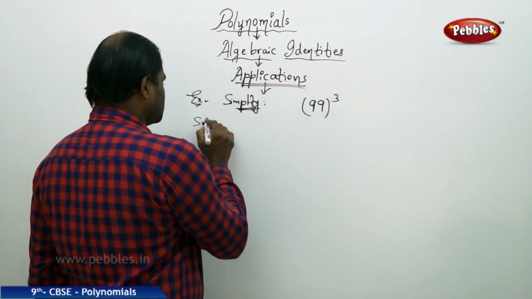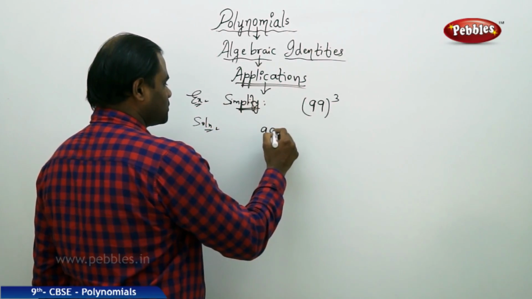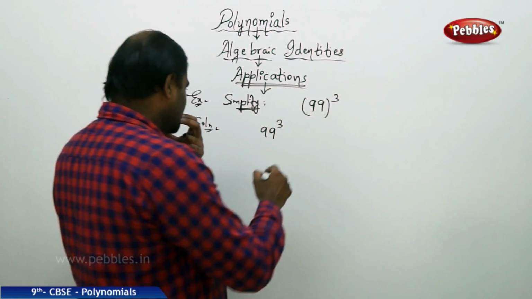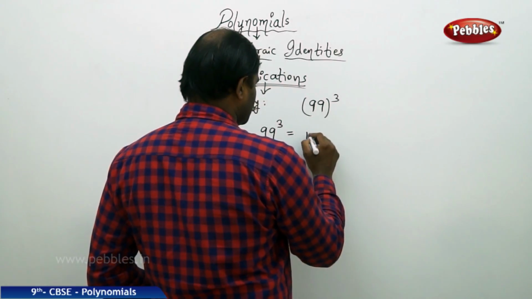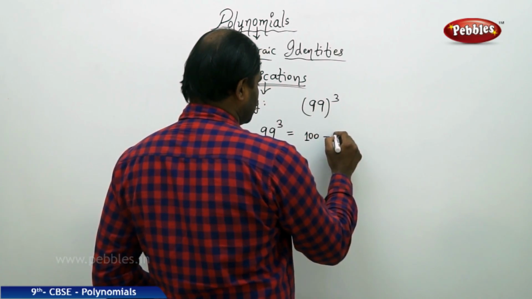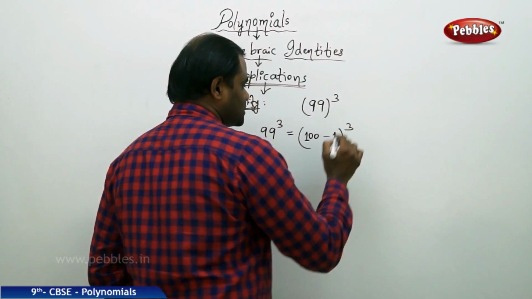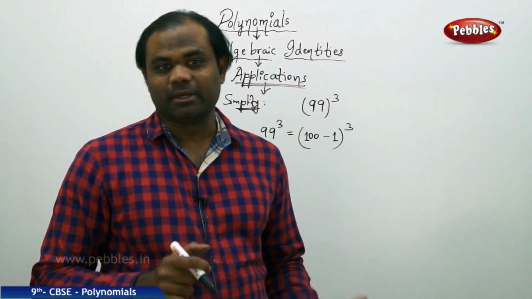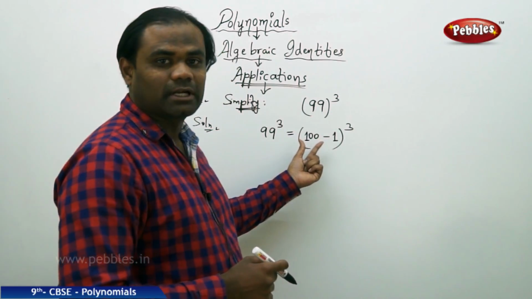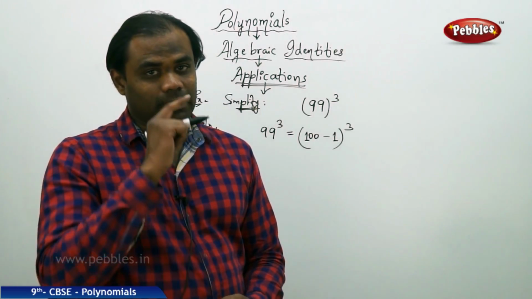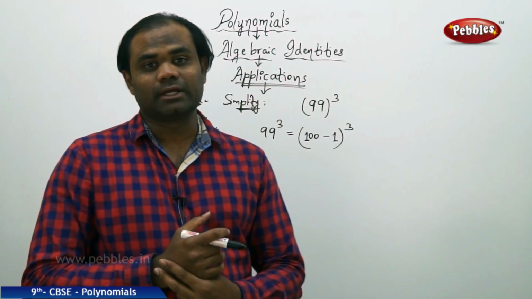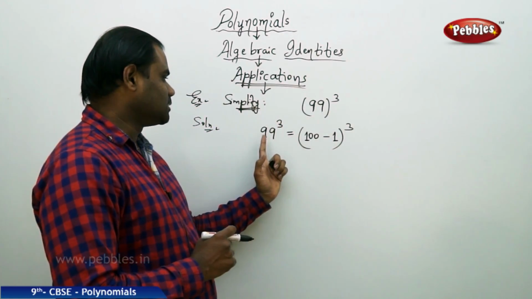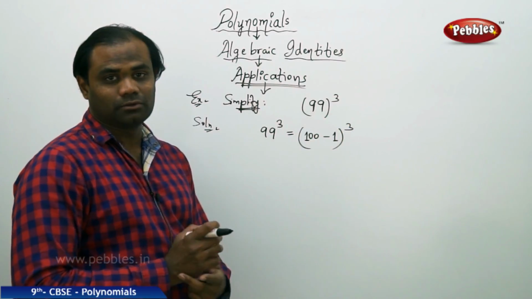Now, as we see the question, I would like to simplify this 99 cube. Then clearly I write this to be 100 minus 1 whole cube, as discussed in the previous example, that we take the standard number as the base. So here the fixed standard number is 100, which is taken to convert the given number 99 in terms of 100. Therefore, 99 cube can easily be written as 100 minus 1 whole cube.